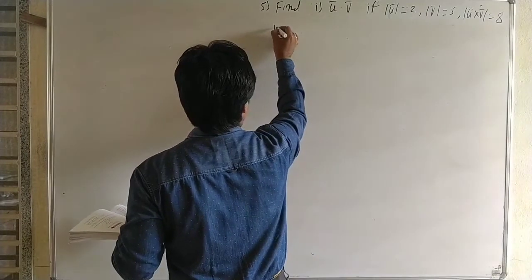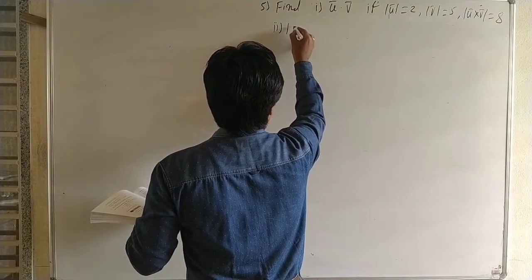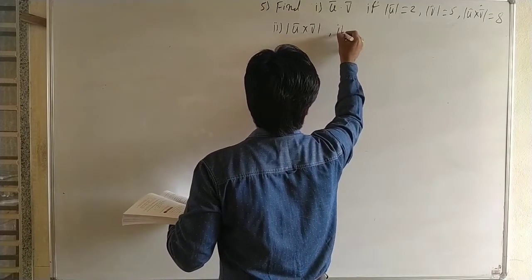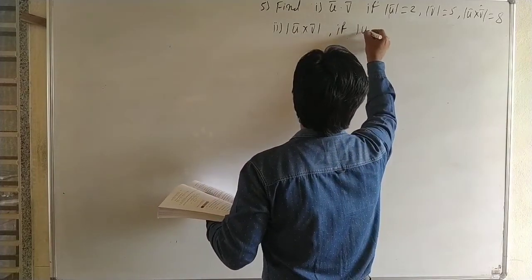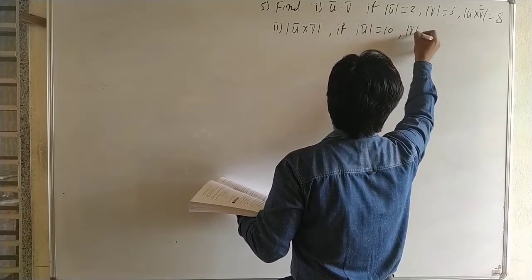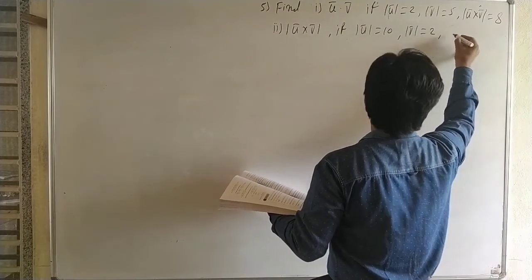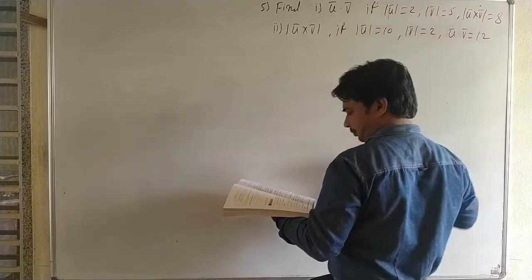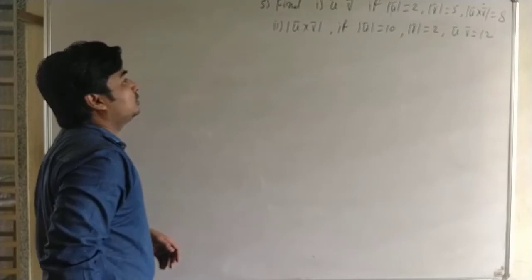And the second example: find magnitude of u bar cross phi bar if magnitude of u bar is equal to 10, magnitude of phi bar is equal to 2, and u bar dot phi bar is equal to 12. Now here are the two examples. Now we see the first example.